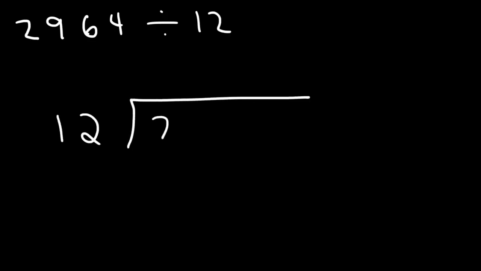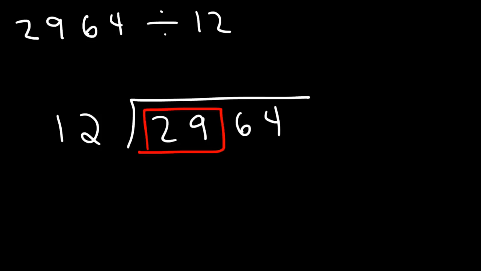Now let's work on another example for the sake of practice. Let's divide 2964 by 12. So how many times does 12 go into 29? 12 goes into 29 2 times. 12 times 2 is 24. And 12 times 3 is 36, so that's too high. Now we need to take the difference between 29 and 24. So the difference is 5.